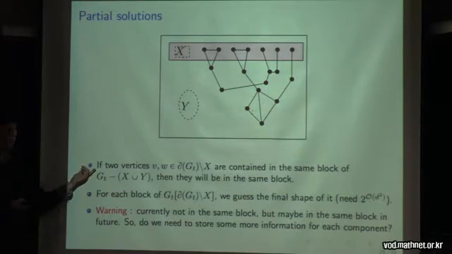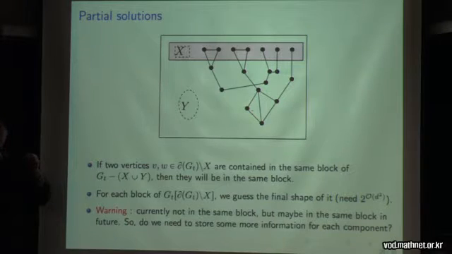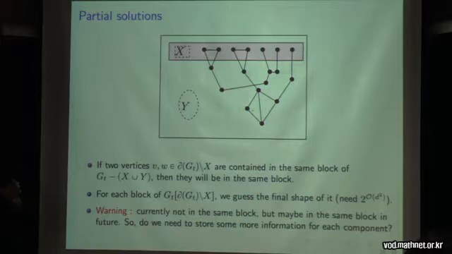So one observation is to look at two vertices in the boundary, and if they are contained in the same block, then this should be the same block in the final graph, right? So if they are contained in a block, then this should be a block in the final graph.